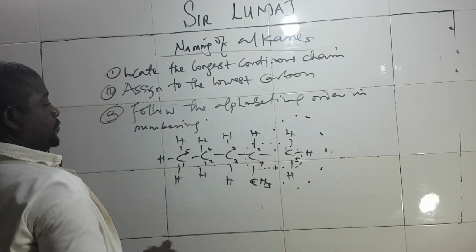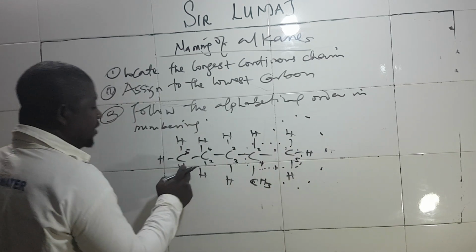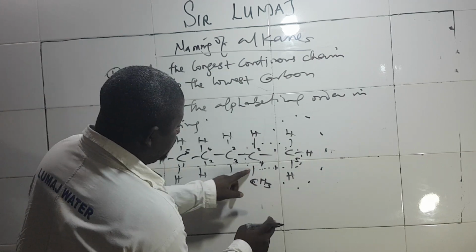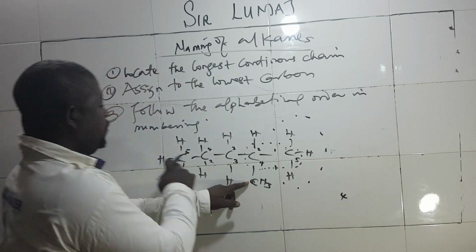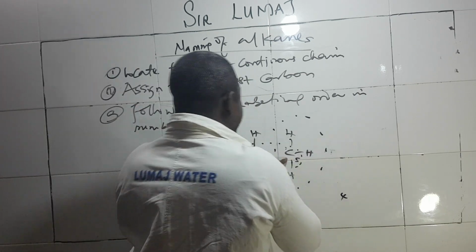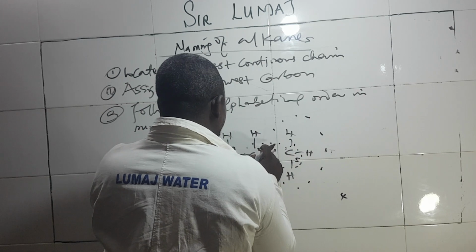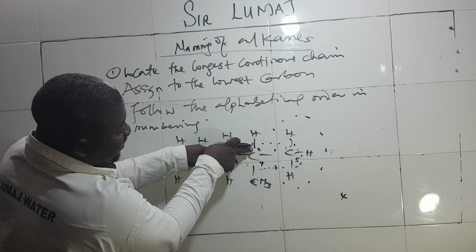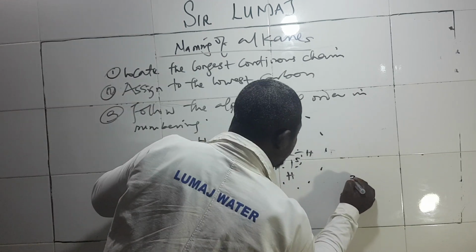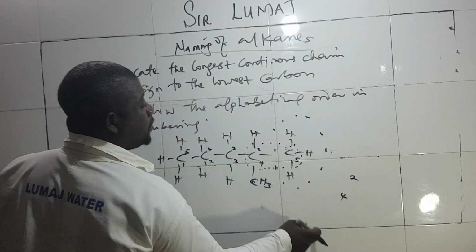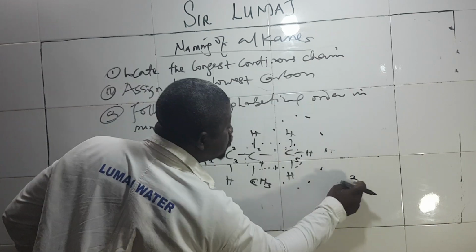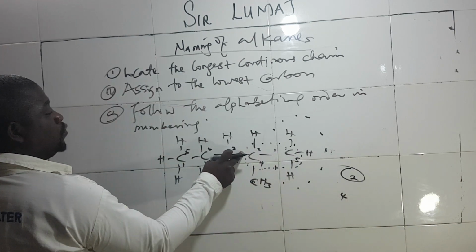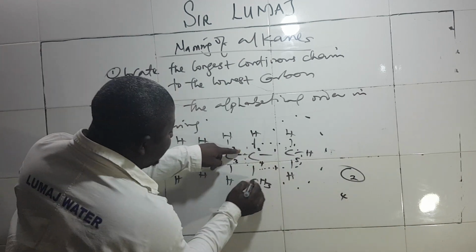If you are counting from here, 1, 2, 3, 4, the first place you have the attached group, which is methyl, is on carbon number 4 if you are counting from the front. But if you are counting from the back, this is 1, 2, and you have the attached group on carbon number 2. Which is smaller, 2 or 4? The rule says assign to the lowest carbon, so this is the lower carbon. So we are going to count 1, 2.